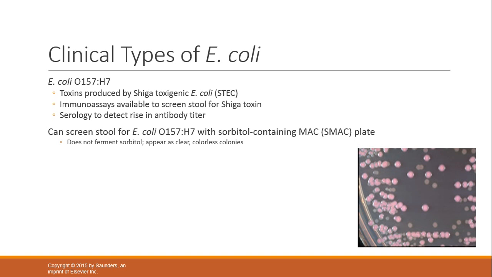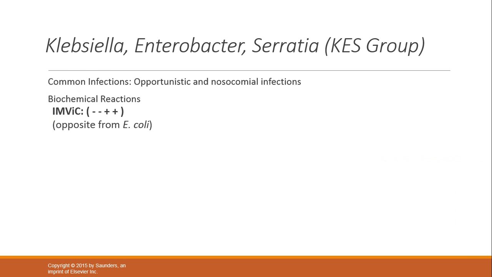You can also do screening of stool with sorbitol-containing MacConkey. So instead of lactose in your MacConkey agar, you have sorbitol. And so E. coli O157:H7 does not ferment sorbitol, whereas the normal E. coli does. So here's a picture of both types on MacConkey agar. And so this pink colony is your normal E. coli, whereas this colorless colony is your pathogen, E. coli O157:H7. So it allows us to spot it really quickly, really easily. Of course, we'd have to do some testing to confirm that, but it allows us to spot it very quickly.